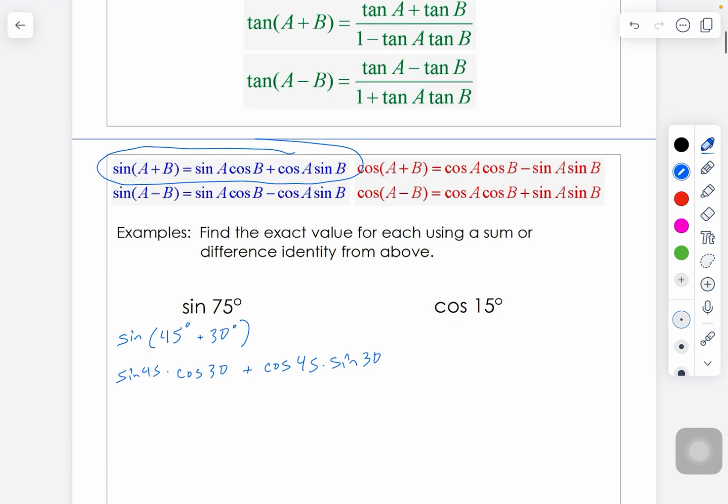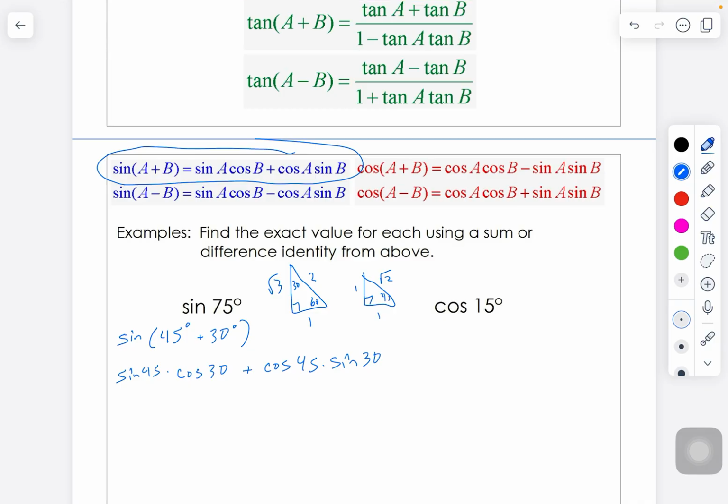Now, it might not be a bad idea to just make a sketch of your special right triangles. Just for reference, there's 30, 60, 90 with sides 2, 1, square root of 3. I've also got 45, 45, 90 with sides 1, 1, square root of 2. Okay, poorly drawn figures, but you get the idea.